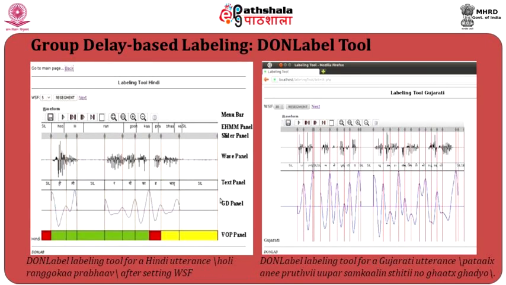Group delay based labeling, or the DON label tool, which was developed by IIT Madras. A syllable typically consists of a high energy vowel surrounded by low energy consonants. Thus, the syllable boundary can be considered a point where the energy reduces and increases again when the next syllable approaches. Therefore, high energy regions in the short-term energy contour correspond to a syllable nucleus, and the valleys at both ends approximately correspond to the syllable boundaries. For speech synthesis, the boundaries must be accurate and consistent.